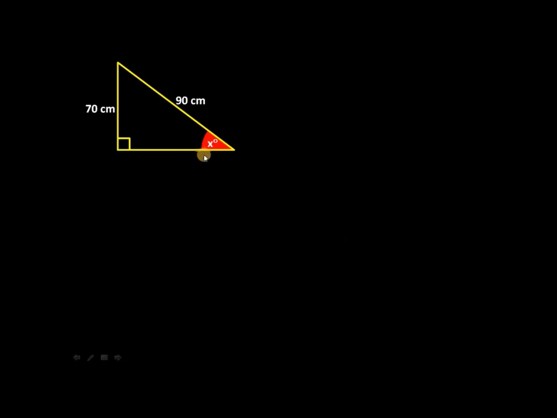In this question, we want to find the size of angle x. This is the longest side, so we call it the hypotenuse, letter H. If we look at the angle and go opposite, we see 70. This is the opposite side. Opposite and hypotenuse, you use the sine triangle.